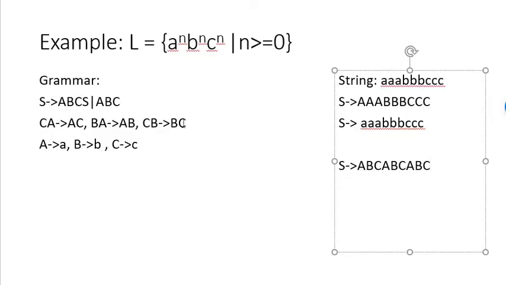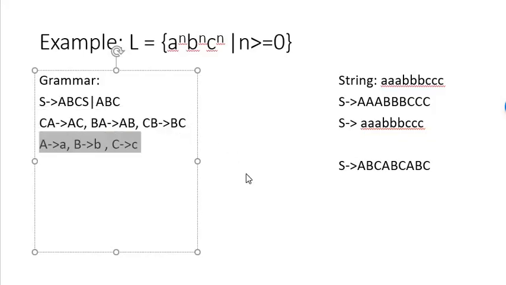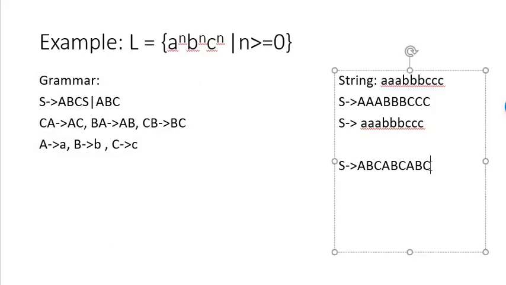Now instead of applying this swapping operation, one can directly apply these operations. One can replace capital A by small a, B by small b, and C by small c. Then one will be able to generate this string ABCABCABC. And this string is not a valid string in our language. This string does not belong to our language. Hence, this grammar is not a correct grammar. So to make it correct, we have to add a few productions.